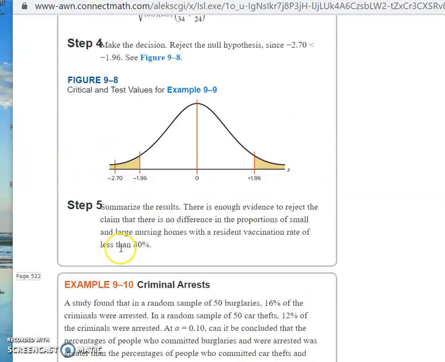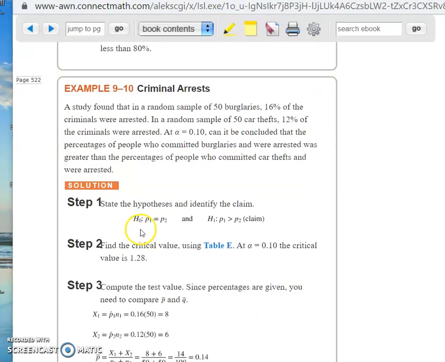I think these are a little hard, so I want to make sure I do enough of the examples for you. Okay, we're going to talk about the criminal arrest. A study found that in a random sample of 50 burglaries, 16% of the criminals were arrested. For the car thefts, same number, 50 car thefts, 12% were arrested. So we're going to have a margin of error, or our error budget.